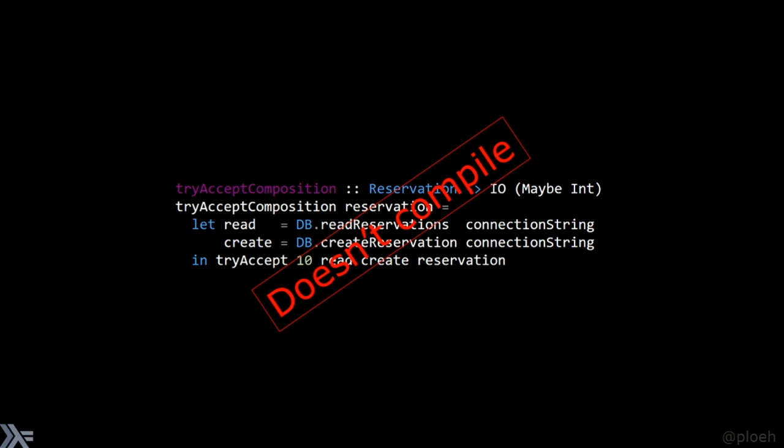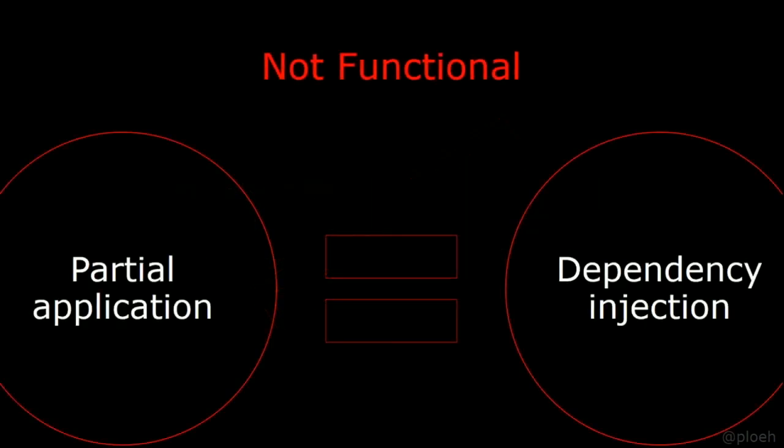So it's not functional. Yes, partial application is exactly the same thing as dependency injection when used with dependencies, but it's not functional. Again, I have to stress that I'm not saying partial application in general is not functional, but used for dependency injection, it works in F# and all, but it's not functional. You can't make this compile in Haskell.